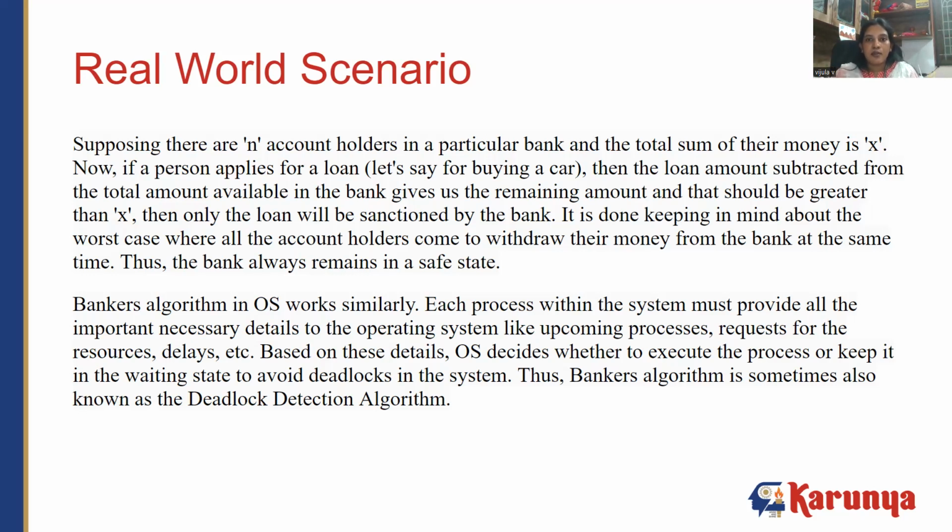This is applied in the operating system. How is it applied? The banker's algorithm works similarly. Here we have processes. Each process within the system must provide all the necessary details to the operating system, like upcoming processes, requests for resources, delays, etc. Based on these details, the OS will decide whether to execute the process or to keep it in a waiting state, which would avoid deadlocks in the system.